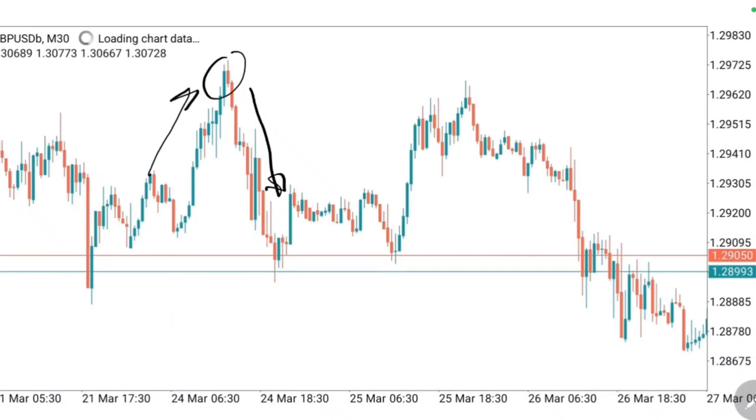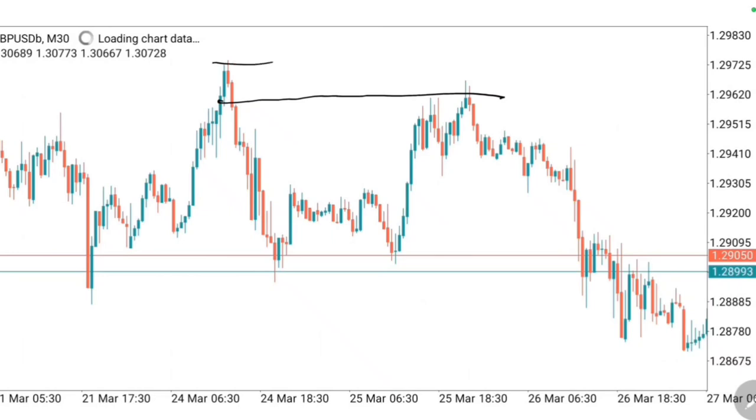So this is the rally base drop supply zone. So how do I mark my zone? I have to identify the last bullish candle. This is the last bullish candle that was formed before the drop, that created the zone. So I have to mark my proximal line here and my distal line here. That gives me my supply zone.